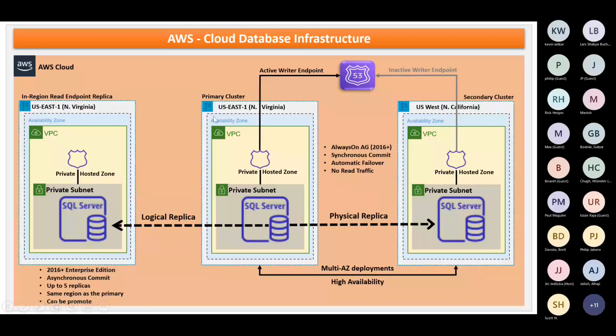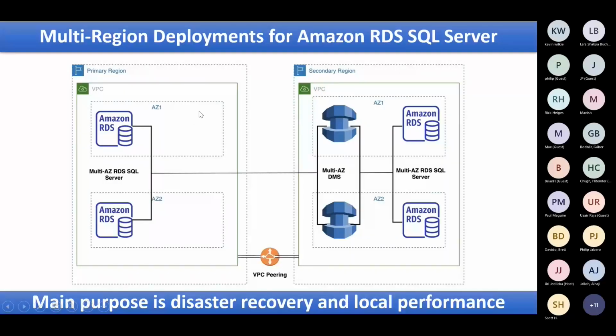When it comes to disaster recovery and local performance, you have to think of a different architecture. This is the same architecture, guys. As you can see, this is a secondary replica. This is the secondary region and the primary region. So you use this for disaster recovery and local performance, where you will have a VPC peering that's going to maintain the connection between both of them.